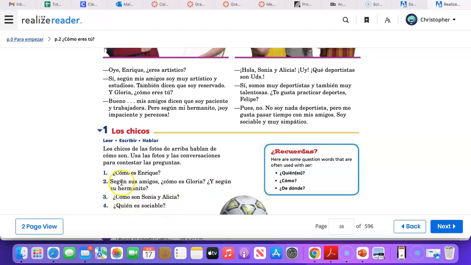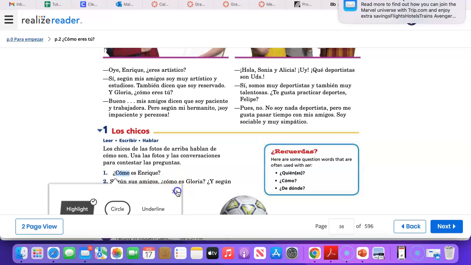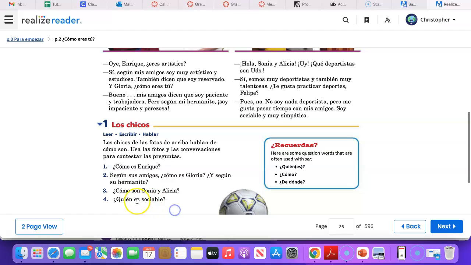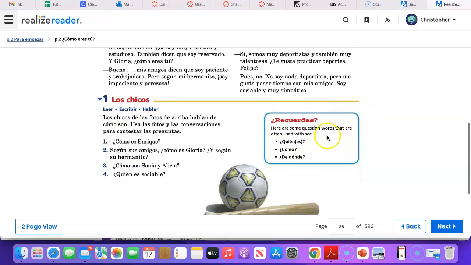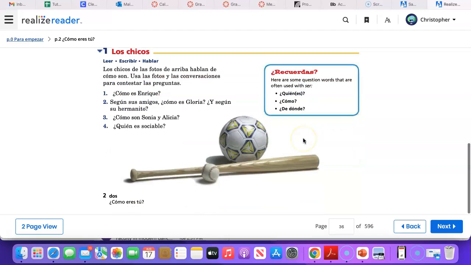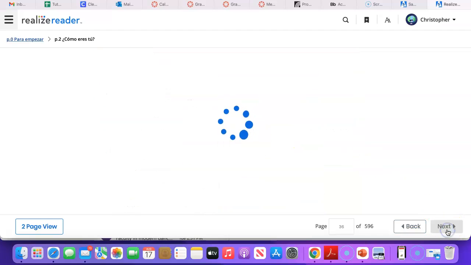And again, this is what we call interrogatives, right? These WH words in English, or in Spanish rather. And we'll go over those next week. And they're often used with the verb ser as well, which is what we're going to talk about next.